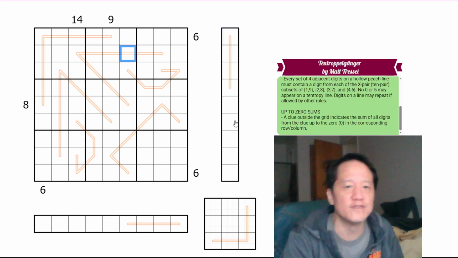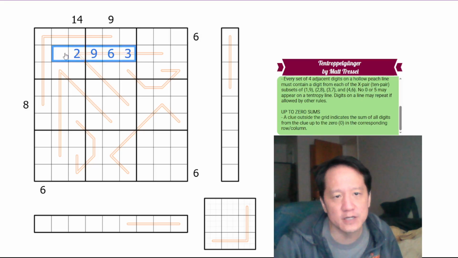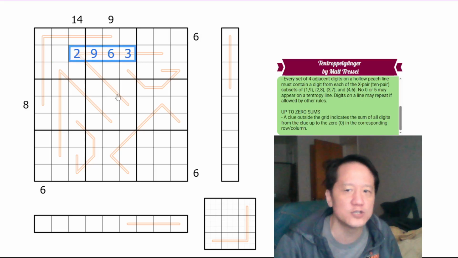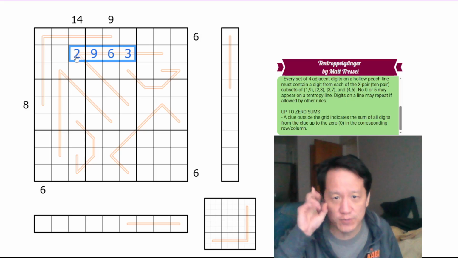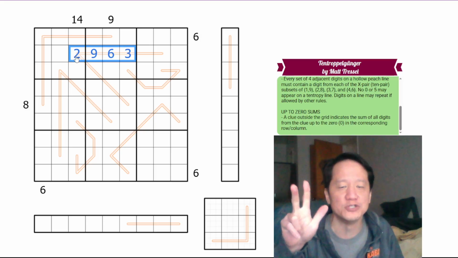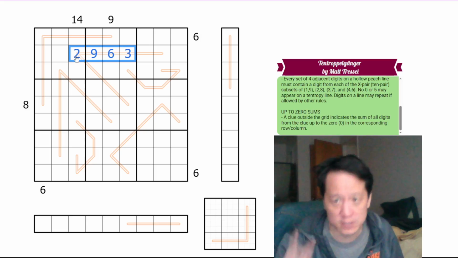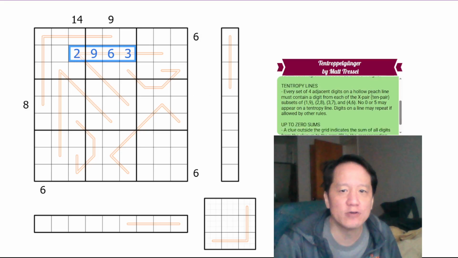So this could be a valid example of 4 adjacent digits on a Tentropy line. Because in these 4 adjacent digits, you have 1 digit from 1, 9, which is the 9, 1 digit from 2, 8, which is the 2, 1 digit from 3, 7, which is the 3, and 1 digit from 4, 6, which is the 6. And that's an example of how Tentropy lines work.